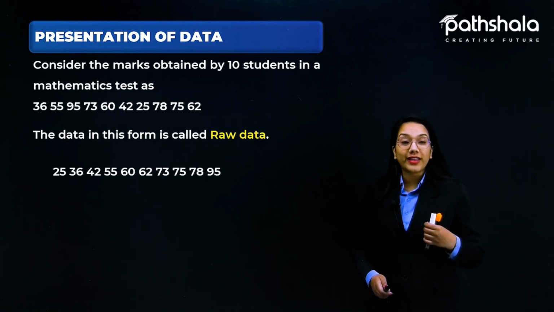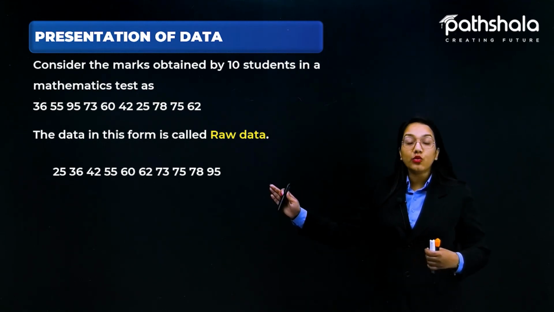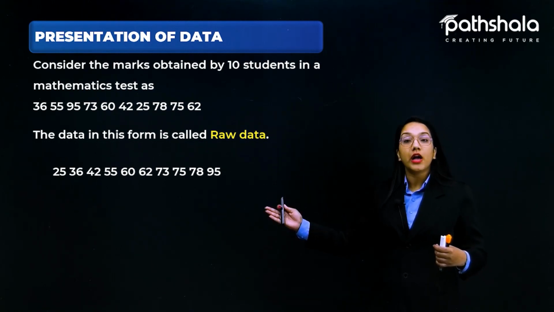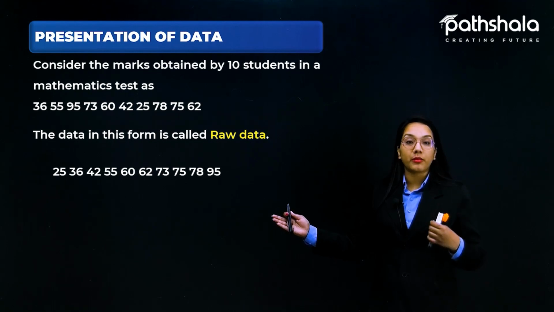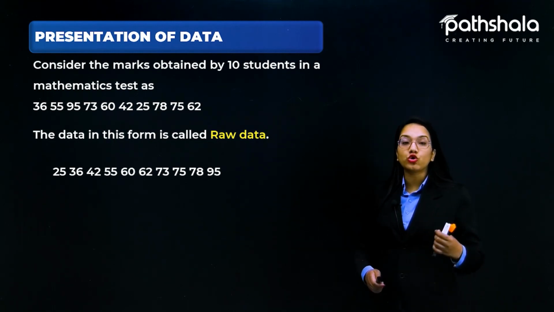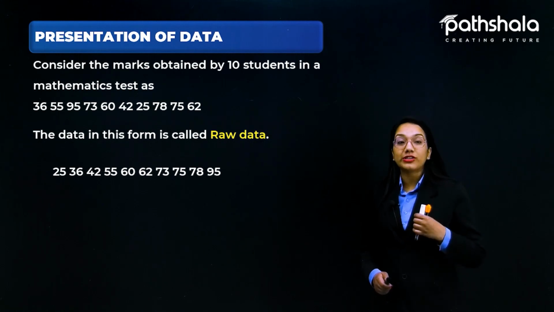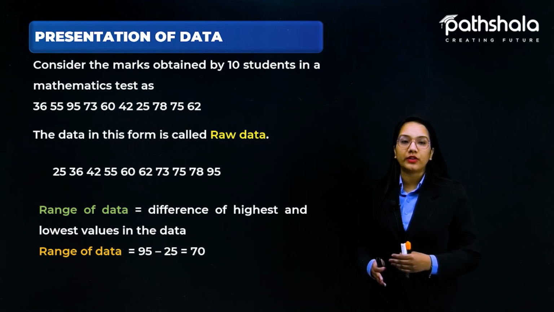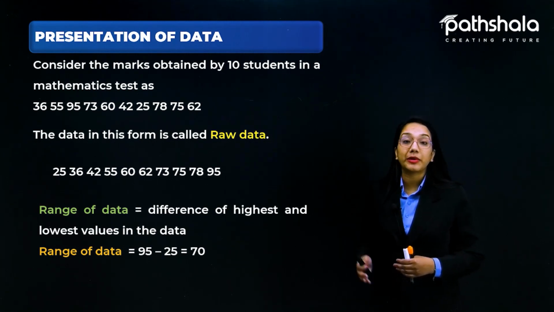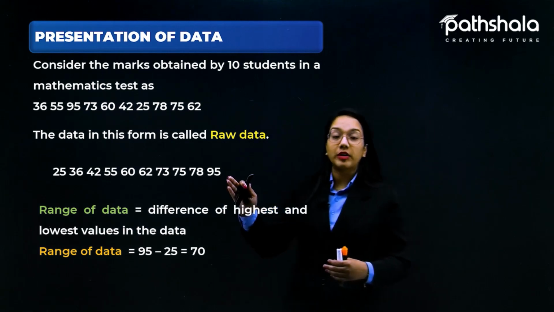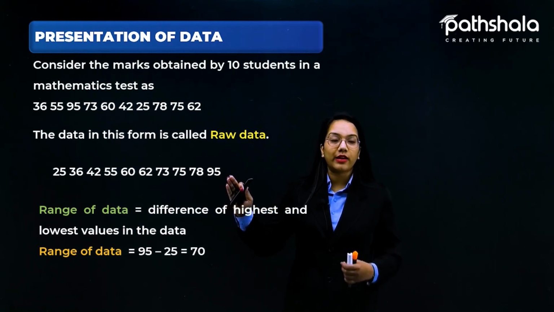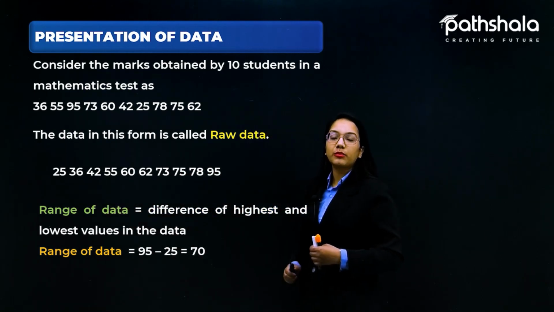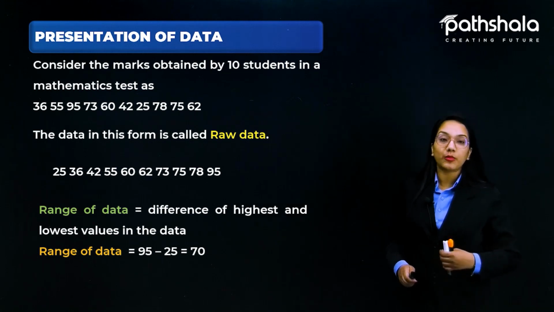You can see that we have the highest marks obtained by a student in the mathematics test, and the lowest marks obtained by a student. Using those two marks, I can find out the range, because the range of the data is the difference between the highest and the lowest value in the data. So the range of this data is 95 minus 25, where 95 is the highest value and 25 is the lowest value, which is equal to 70.